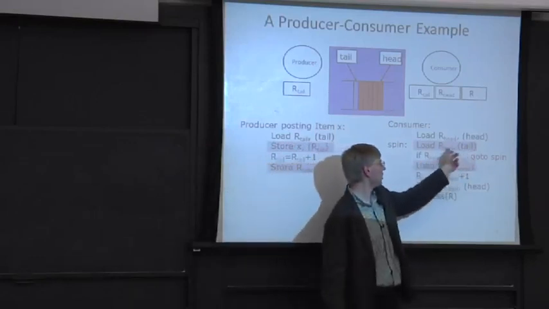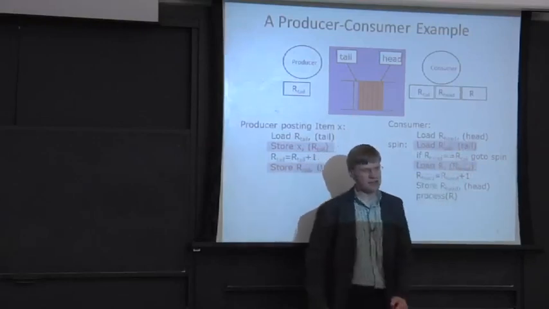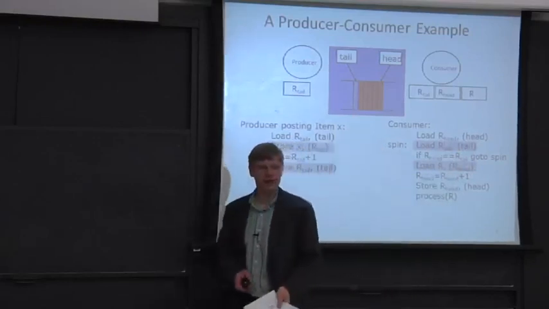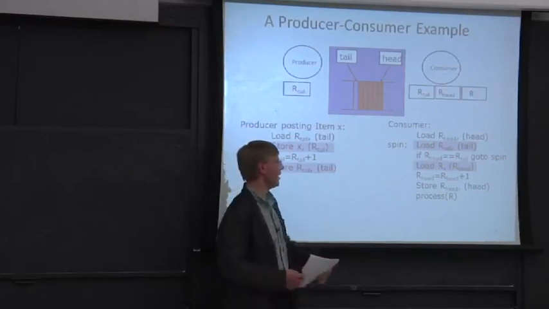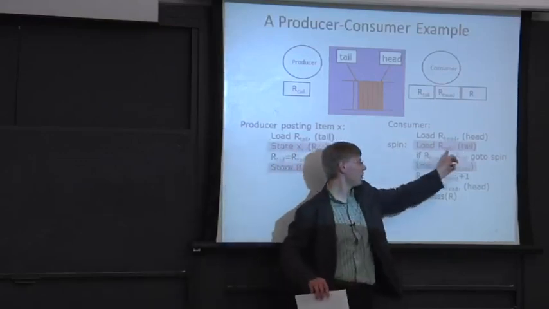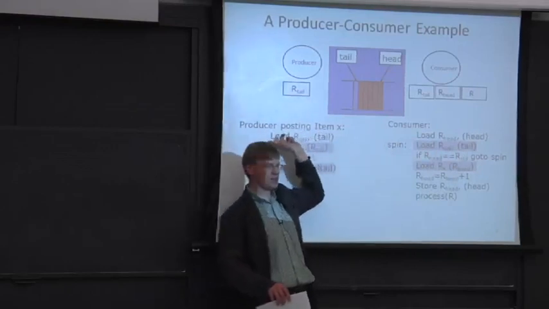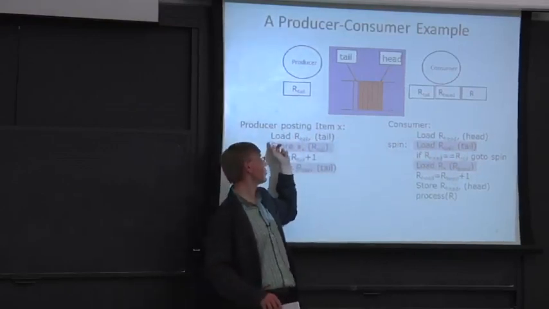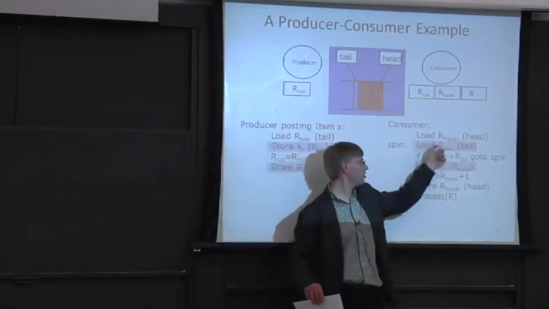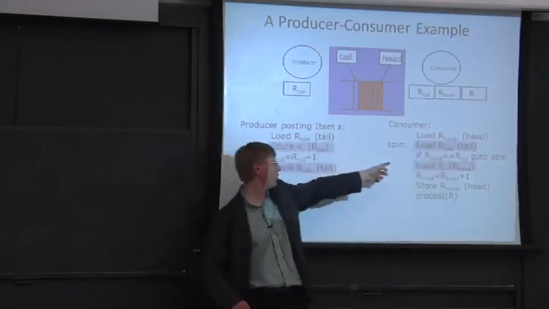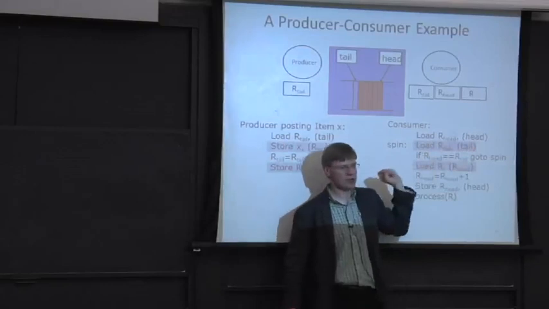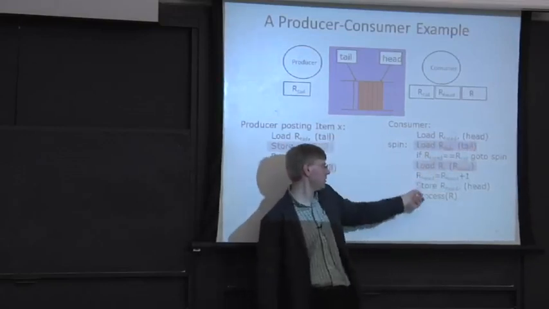It loads the head pointer into this register, the tail pointer into that register, and sees if they're equal. If they are equal, it jumps up here and reloads the tail pointer to see if it got updated by the other thread, and just spins here forever until the tail pointer is not equal to the head pointer, which means there's some data available. And then we can fall through.